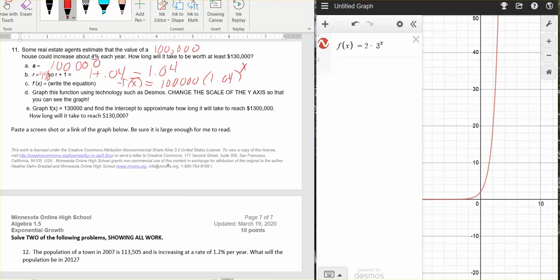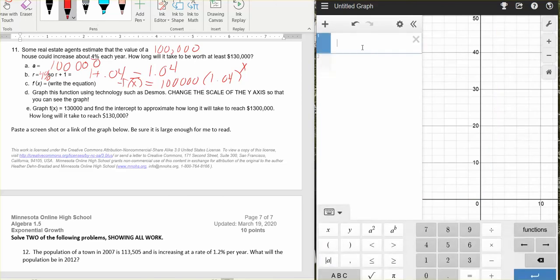Now we're going to graph this using technology, so I don't want this graph anymore. And when I do this, we won't see anything graph at first because I haven't changed the scale yet. So don't put the comma in for 100,000. It messes up Desmos, it can't read it. And then I'm going to use the parentheses to show that I'm going to multiply that by 1.04 to the x power. So I can get to the x power like this, and then type x. Now this is graphed. I just can't see it yet.